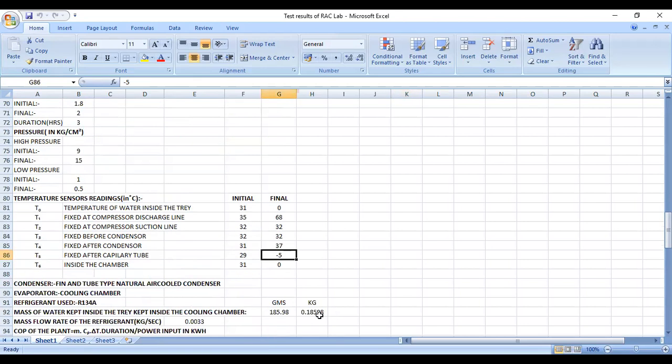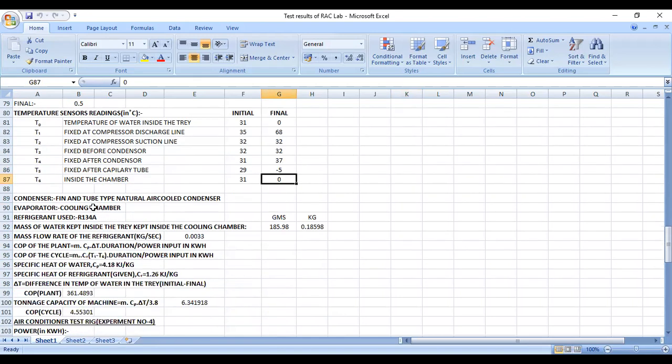Next, after the capillary tube, it becomes 20 before and finally minus 5. And inside the chamber initially it was 31 and next it became 0. What is the condenser? Fin and tube type natural air cooled condenser itself. The evaporator itself is the cooling chamber and the refrigerant used is R134a.